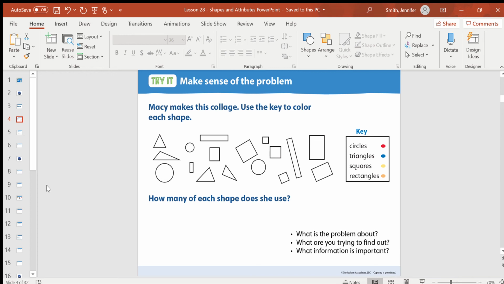What information is important? That there are different shapes. We have circles, triangles, squares, and rectangles, and that each shape needs to be shaded a different color. I'm going to pause the video and give you a chance to color code your shapes.